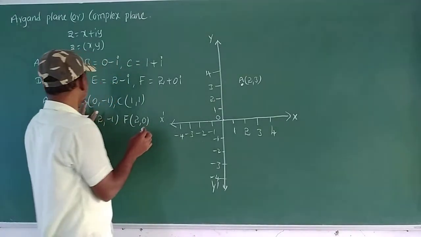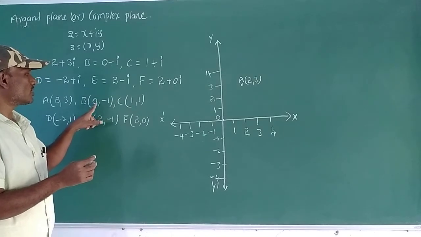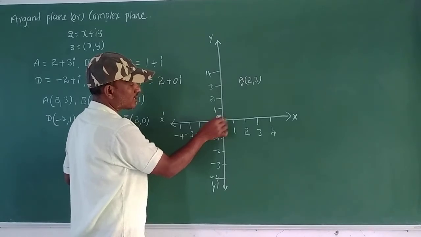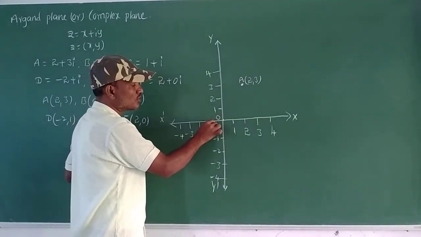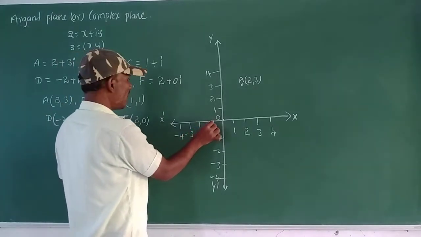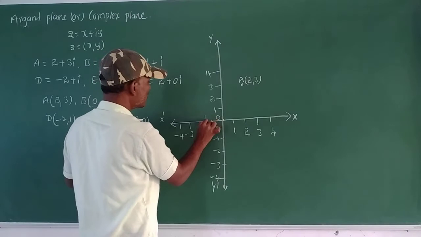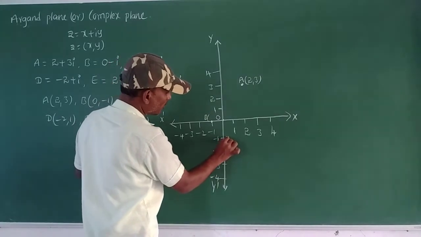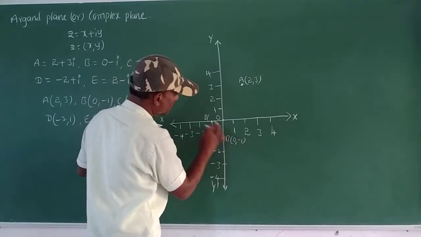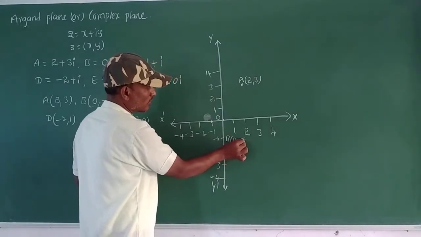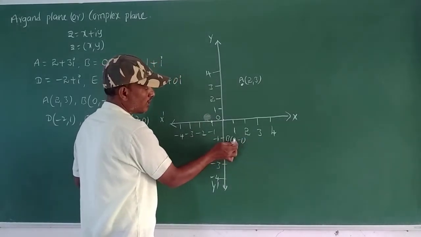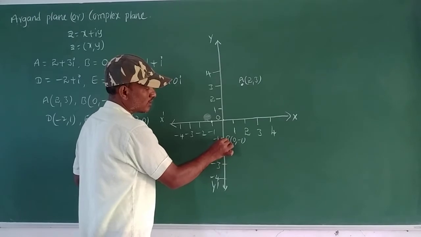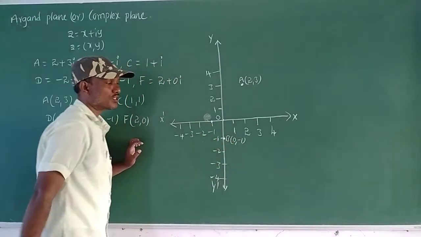Next, the B point, (0, minus 1). This is the B point: the x value is 0, on the y-axis, and the y value is minus 1. This is (0, minus 1).